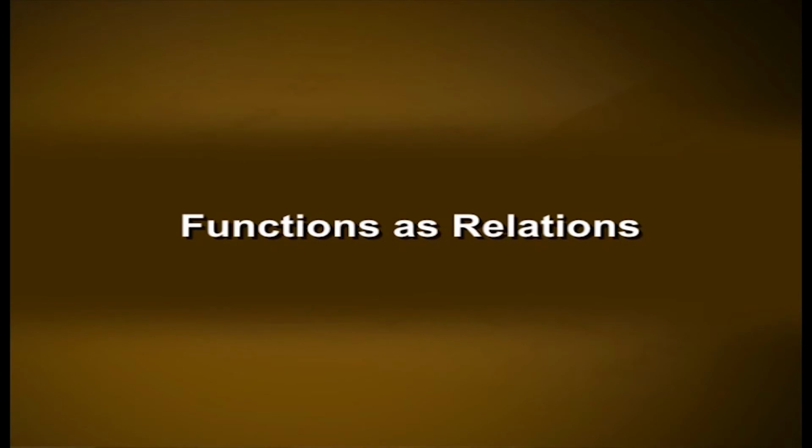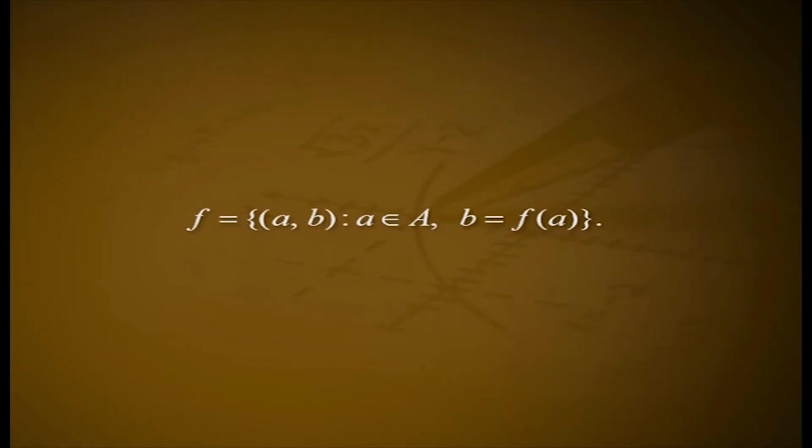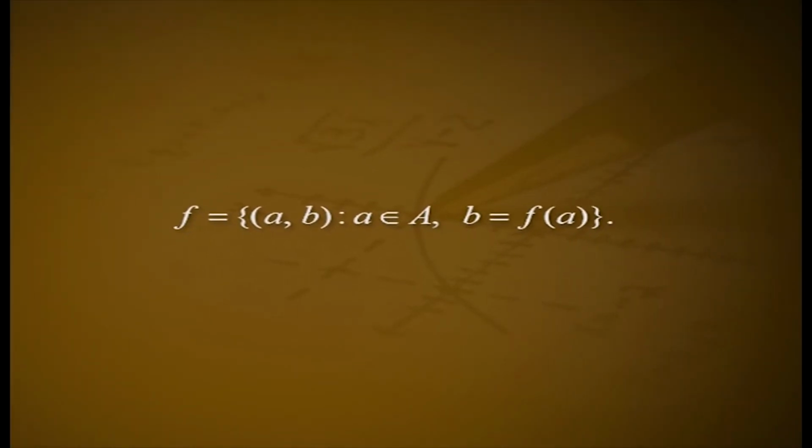Functions as relations. Definition. Consider the function f from A to B. Then the graph of f is the set of ordered pairs (a, b) such that a belongs to A and b is equal to f of a. Remark. Note that graph of f is a subset of the Cartesian product A cross B. Hence, every function f from A to B gives rise to a relation from A to B called the graph of f. We do not distinguish between a function f from A to B and its graph.